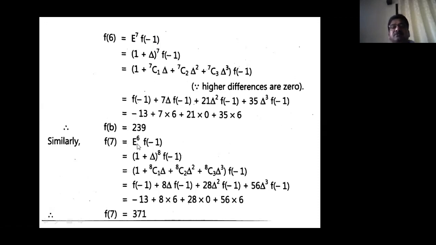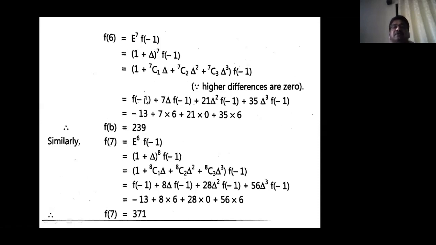Similarly, what is f(7)? It is E raised to 8 of f(-1). The 6 here is wrong; here it is 8. That is, if we shift -1 by 8 places, then we have the value f(7).